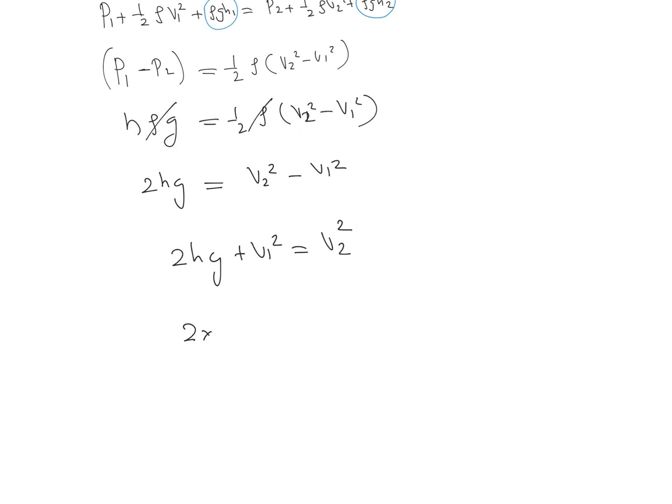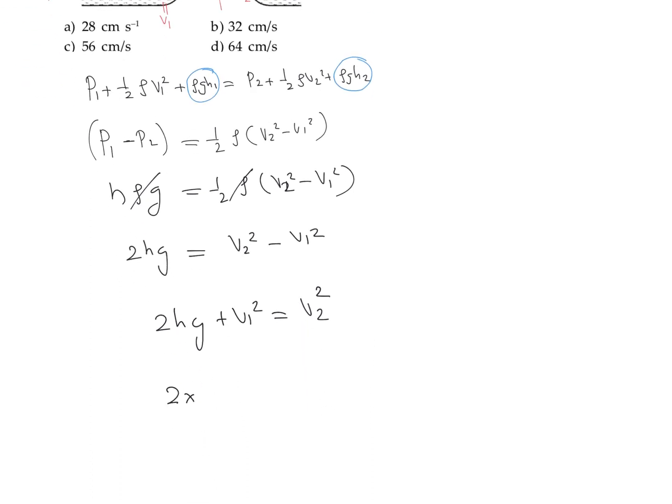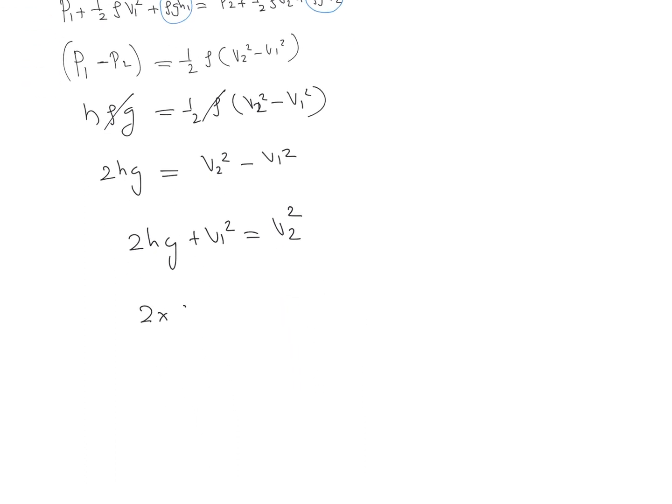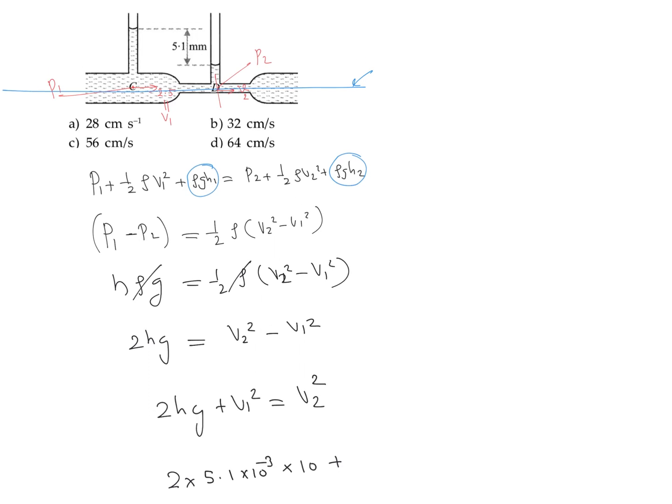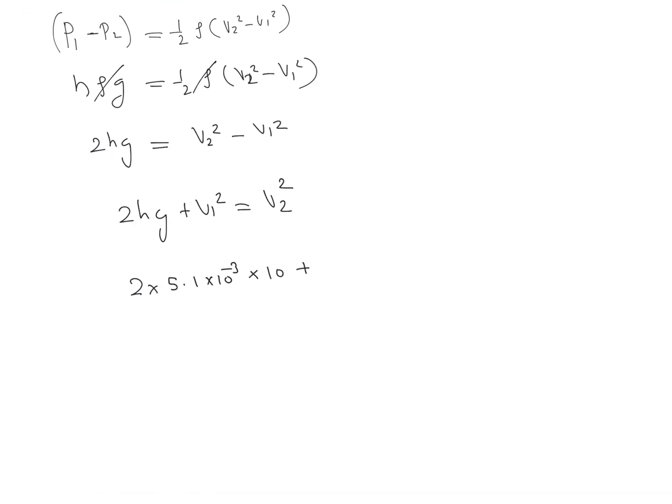So we can write this as 2 into h, where h is given as 5.1 millimeter. So we can write this as 5.1 into 10 raised to minus 3 meter. g we can take as 10, plus the value of V1 in the question. The value of V1 is given as 2.5 centimeter per second, so we can write 2.5 into 10 raised to minus 2 meter per second, the whole square. So this is going to give the value of V2 square.